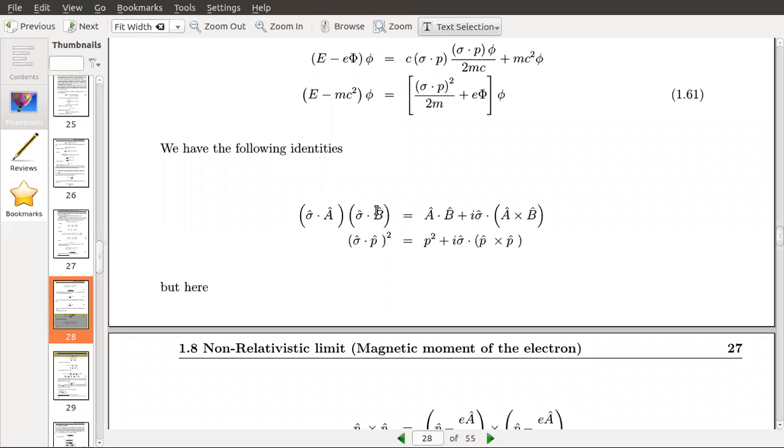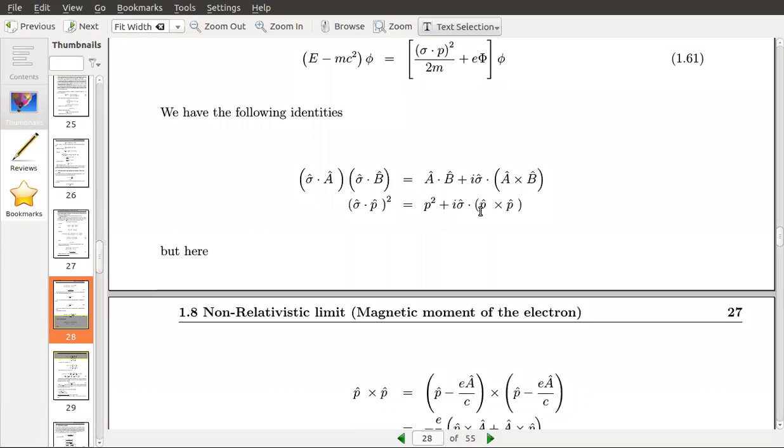In this identity, you substitute for A and B as P. A equals the P operator and B equals the P operator. So this becomes sigma dot P whole square. That means P dot P, that is P square, plus i sigma dot P cross P. Okay.